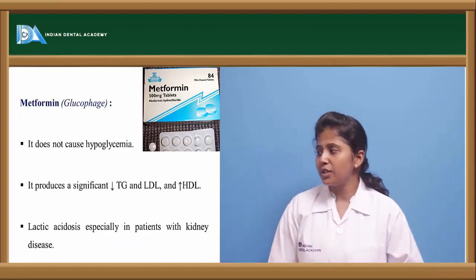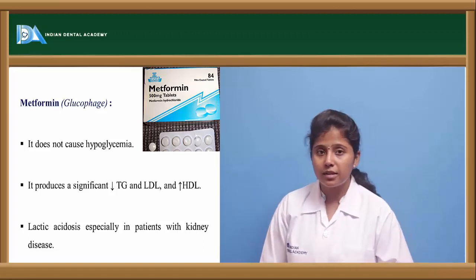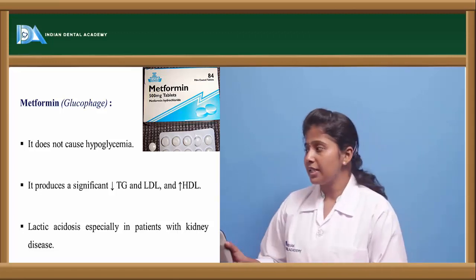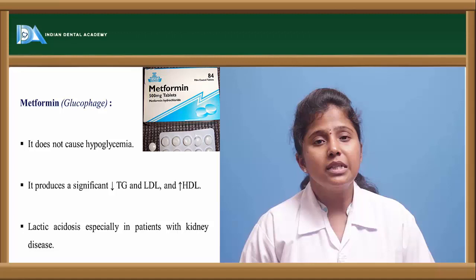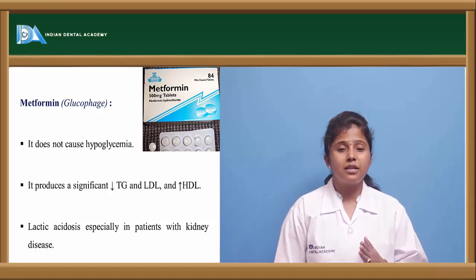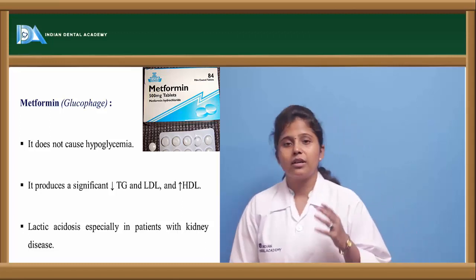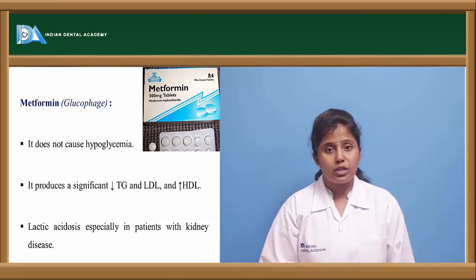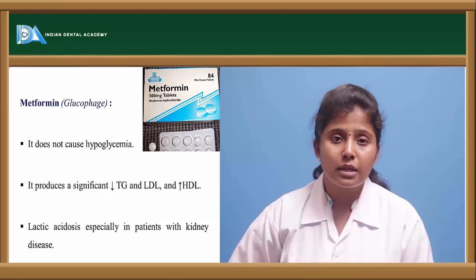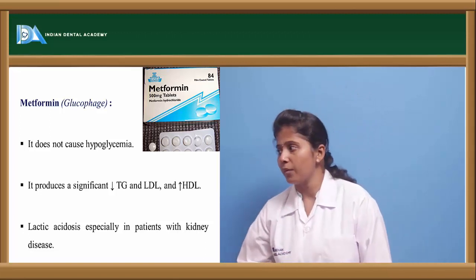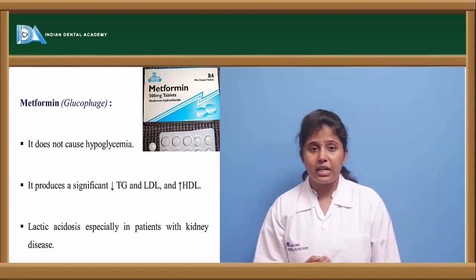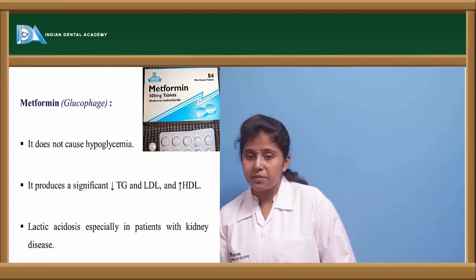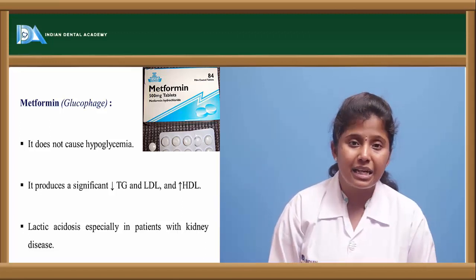This is a drug which does not cause hypoglycemia, even on long-term usage, and it produces a significant decrease in the triglycerides and LDL levels. If triglycerides are formed more, it leads to the breakdown of these triglycerides to glycerol as well as glycogen. This glycerol is converted to glucose again. Metformin reduces the level of triglycerides as well as LDL, and it increases the HDL levels. And lactic acidosis is observed if we give metformin when there is any renal failure.